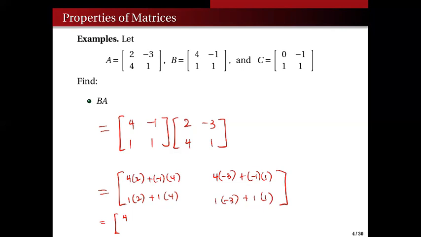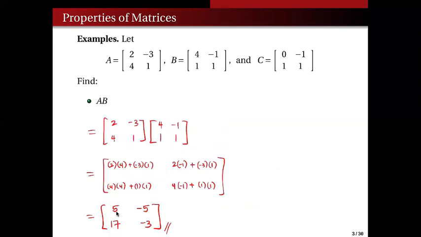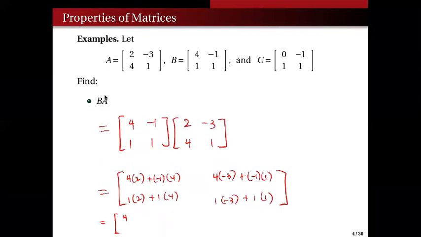And now, notice, the 1, 1 entry here is 4, while the 1, 1 entry of this one is 5. So definitely, they are not equal. The AB here is not equal to the BA. Okay?